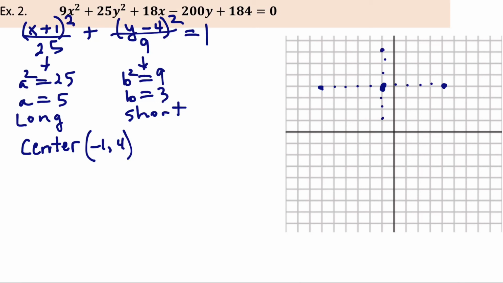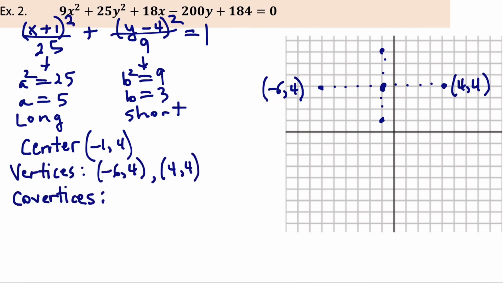So let's draw them in, the endpoints here. So my coordinates for my vertices: I've got 4, 4. So one of my vertices is 4, 4. And then over here I've got -6, 4. So the other vertex is -6, 4. So let's write those down. So I wrote the vertices down here.